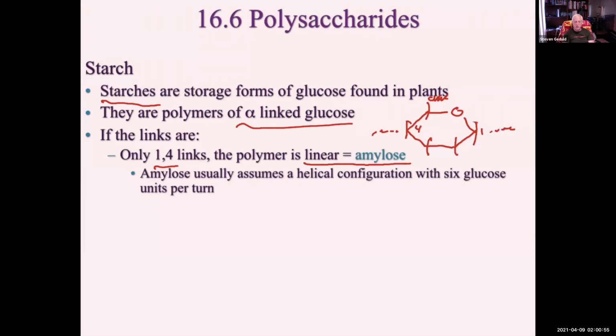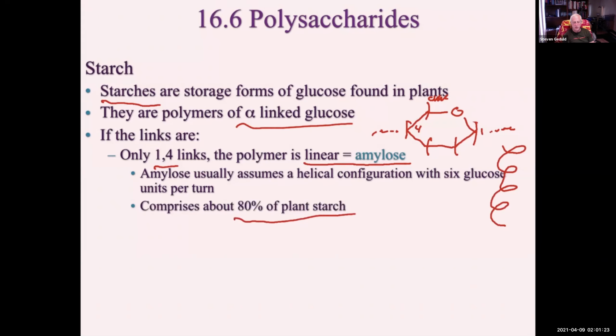Amylose usually assumes a helical configuration, about 6 glucoses per turn, because of hydrogen bonding. Remember, all these glucose units have OH, hydroxyl groups, and hydroxyl groups form hydrogen bonds, so it's going to link and build upon itself. It's going to start to form a helical structure naturally through hydrogen bonding, about 6 glucoses for every turn. It makes up about 80% of plant starch. So 80% of plant starch is linear amylose with 1,4 glycosidic linkages.